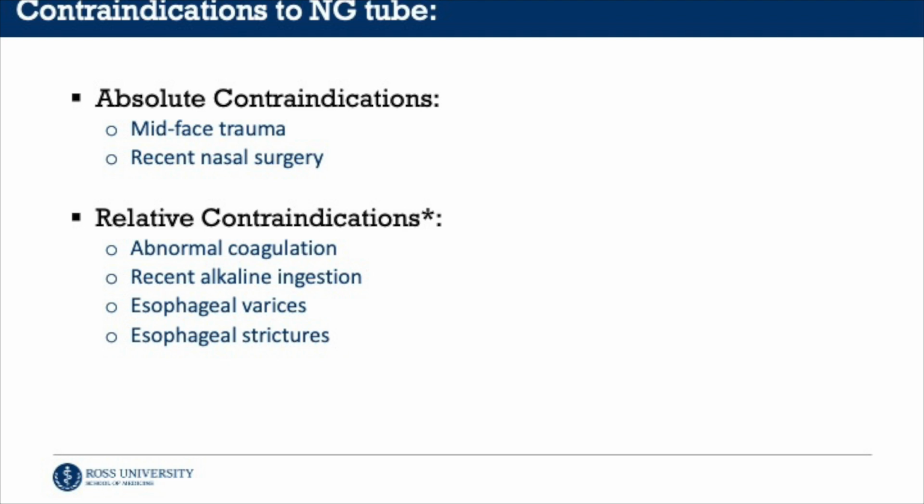Now, some relative contraindications. In the presence of relative contraindications, you must weigh the advantages and disadvantages of an NG placement versus the reason for tubing versus the patient's current condition. And these would include patients with abnormal coagulation status, recent alkaline ingestion, esophageal varices, and esophageal strictures.